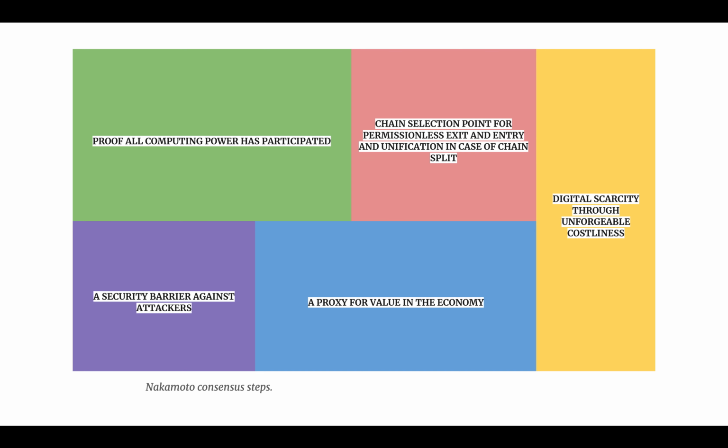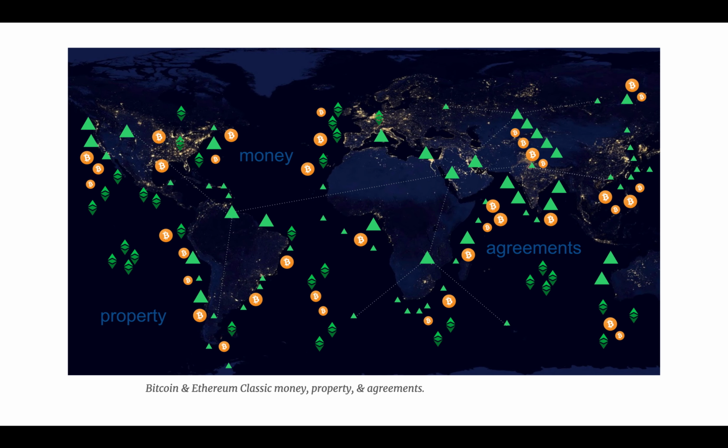What are the benefits for money, property, and agreements? As seen in this article, the main benefits of proof of work based on Nakamoto consensus, which combined make it secure and complete, are that it provides proof all computing power participated in building blocks, provides a focal point for exiting and entering the network and in case of chain splits. It is a cumulative security barrier against attackers, enables digital scarcity through unforgeable costliness, and it serves as a proxy for value in the economy.